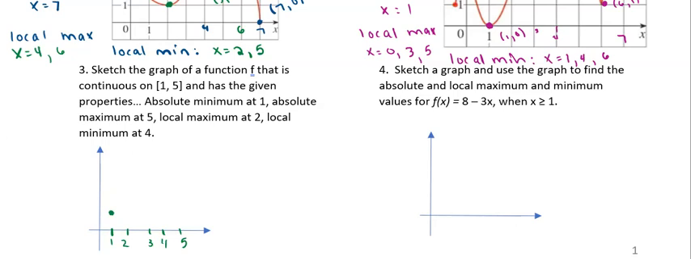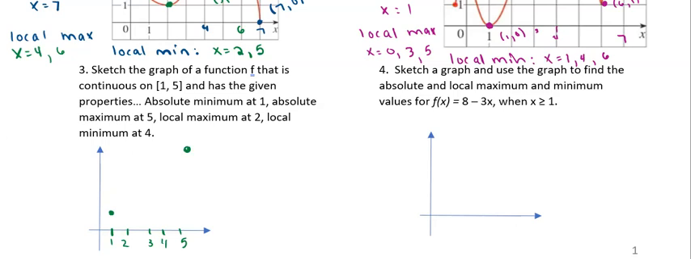I could have moved it here. I could have moved it there. I could have put it way down here. It doesn't matter. I'm going to build the rest of the function from where I set this. So absolute minimum at 1. Got it. Absolute maximum at 5. I'm going to give myself some space. So I'm going to put this up here. Let's see what else it says.